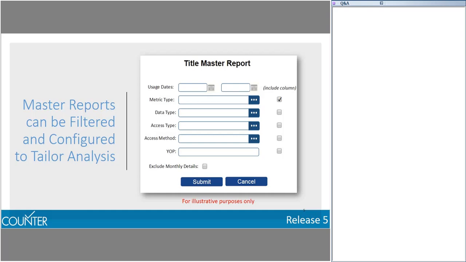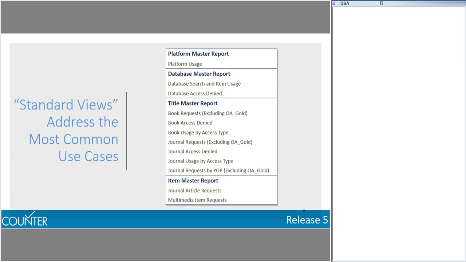So that's all well and good, but the flexibility is somewhat problematic if all you really want to do is certain things. And so to address that challenge, you can see under the bold of the master reports are what we're calling standard views. And the standard views are really nothing more than a preset set of limits and filters that a content provider must provide for those reports that are actually applicable to them.